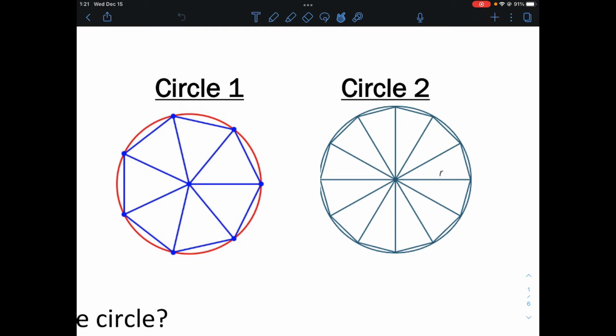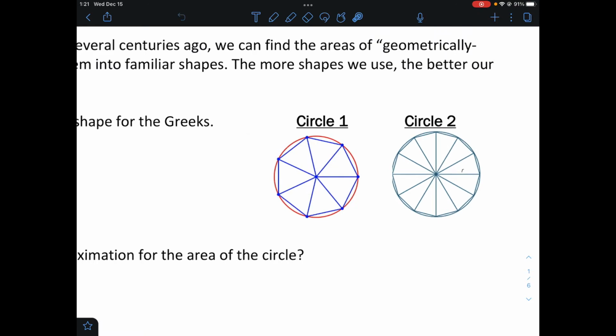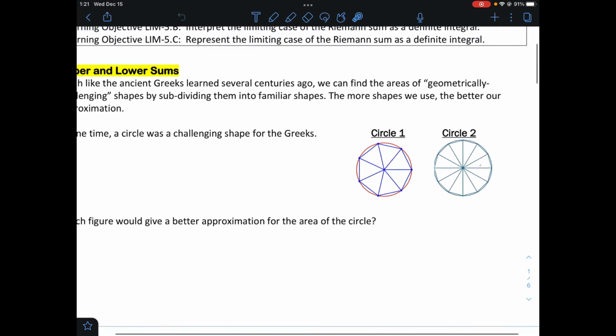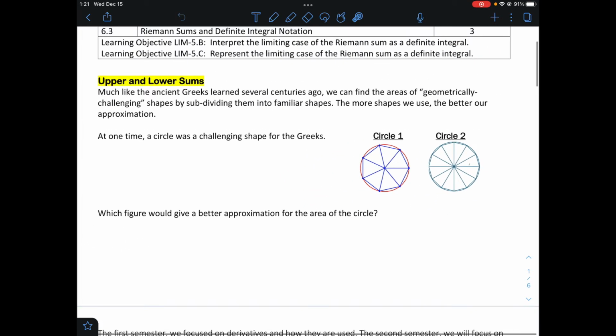So taking a look at these two circles here, the question you want to ask yourself is which of these two would give a better approximation for the area of the circle? Clearly the answer would be this one, right? There's a lot less space missing than in this one. There's a lot of space missing on each triangle, okay? The reason why is because circle 2 has more triangles inside of it. So the more triangles they would add, the more work they'd have put into it, but the closer their approximation would be.